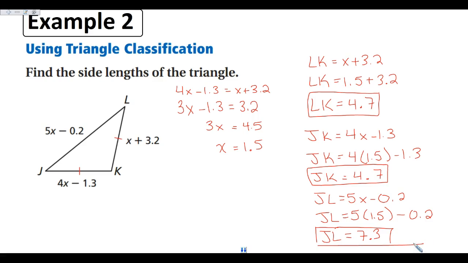All right. So, any questions on that? We're using the fact that our triangle was isosceles so that we would know to set side lengths equal to each other so that we can find missing side lengths. All right. So, any questions? Go ahead and write that down on your notes right now.